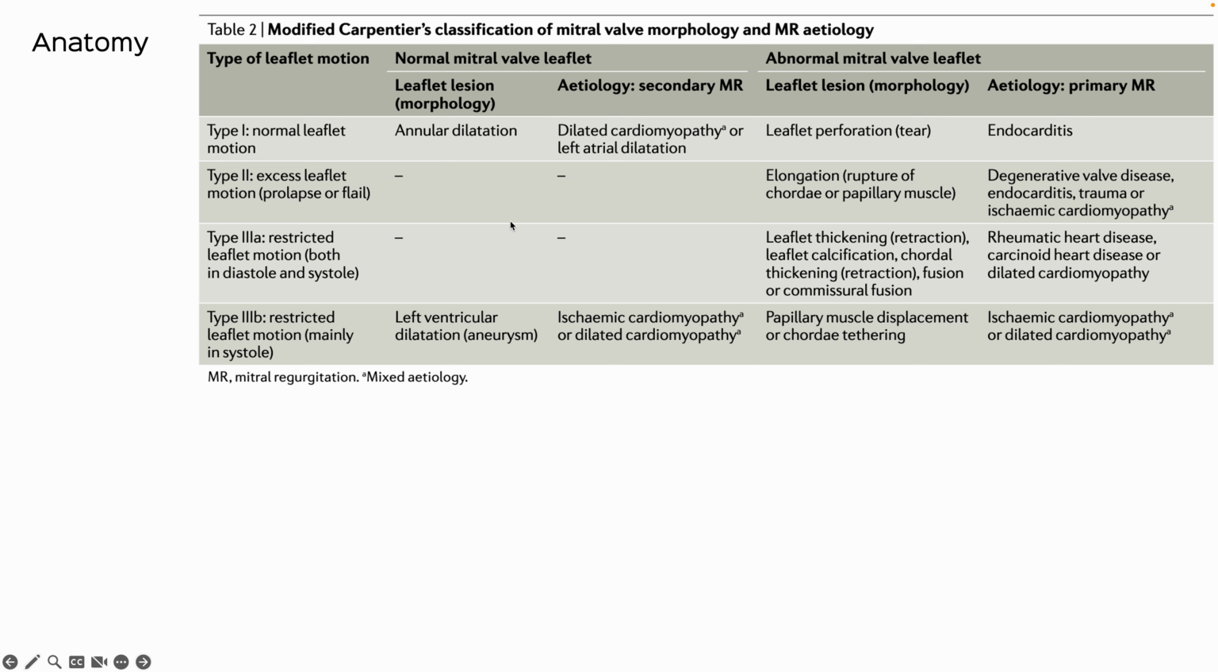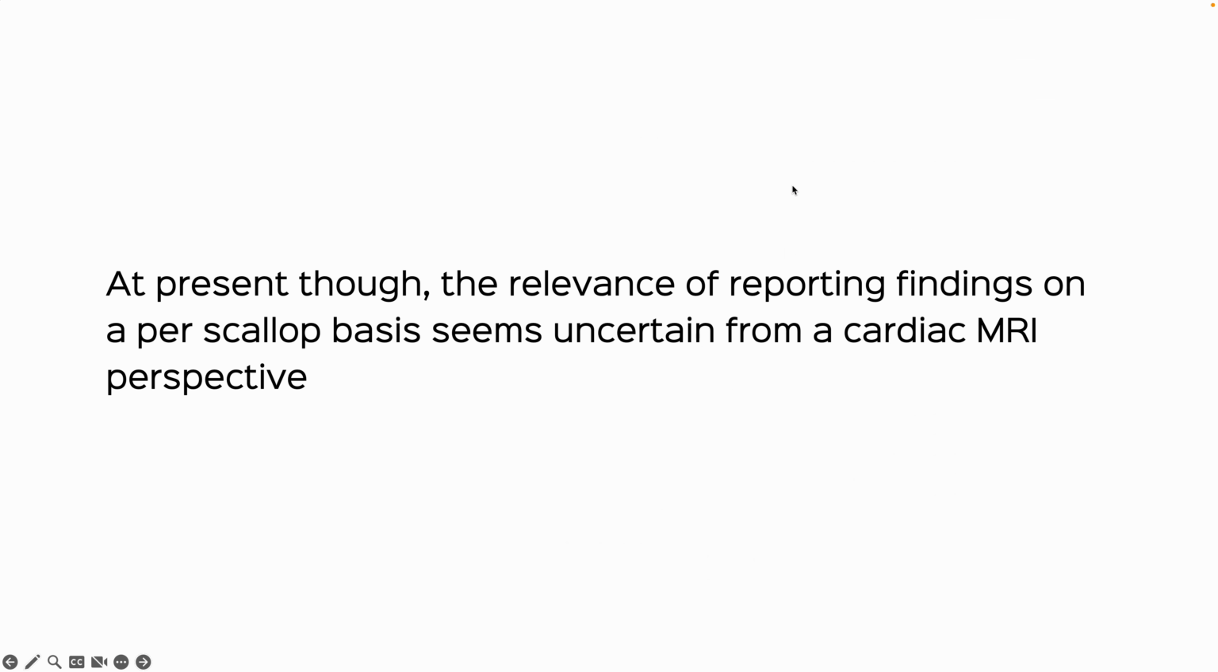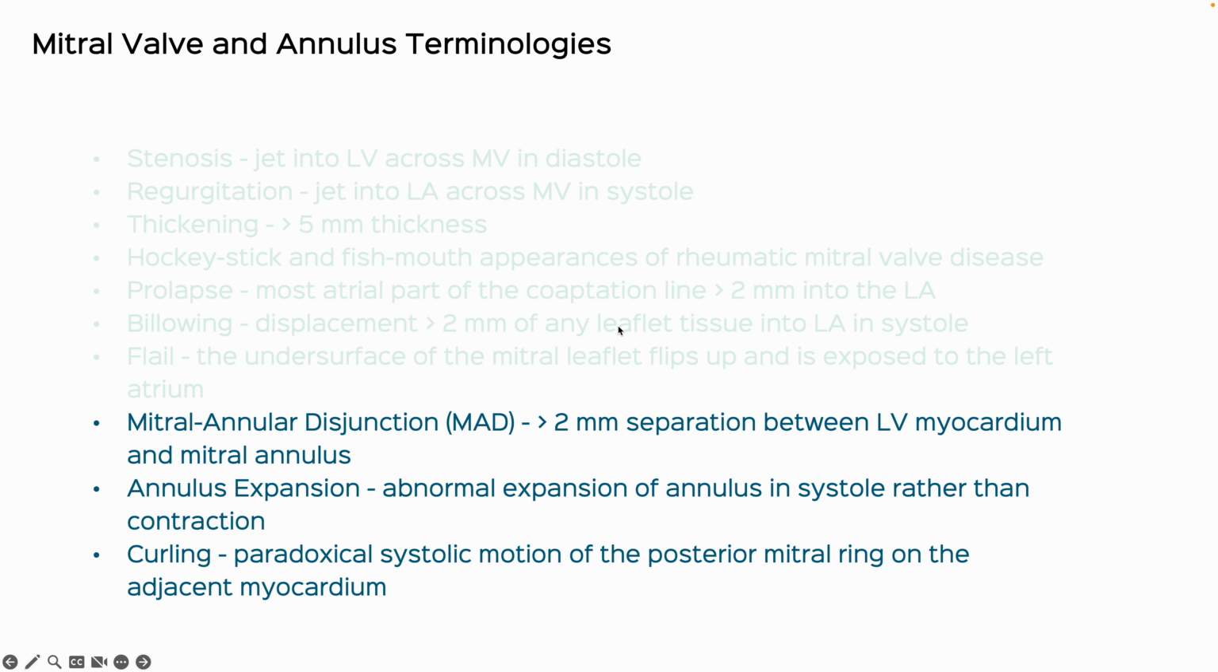And the same thing with the Carpentier classification. It's not really relevant to today's lecture, but it's something that I've put here in case you're interested. You'll find this in most of the references that talk about mitral valve disease. And even the Radiographics article has this beautiful diagram showing us the A1, A2, A3 and P1, P2, P3 scallops. At present, there doesn't seem to be any relevance to reporting findings on a per scallop basis.